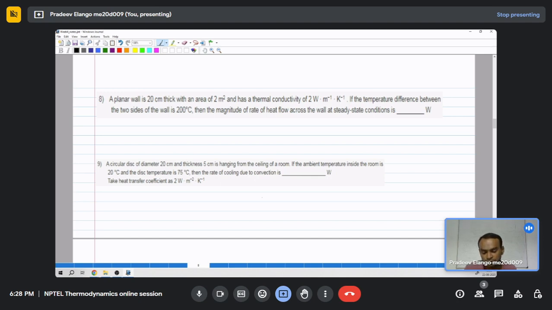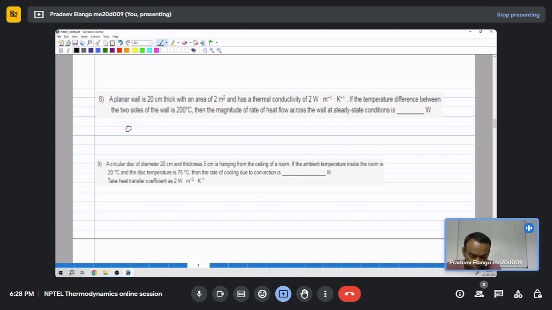The next problem, we have a planar wall which is 20 centimeters thick with an area of 2 meters square and has a thermal conductivity of 2 watt per meter per Kelvin. If the temperature difference between the two sides of the wall is 200 degrees Celsius, then the magnitude of rate of heat flow across the wall at steady state condition is dash watts.